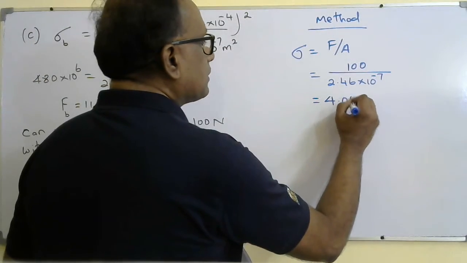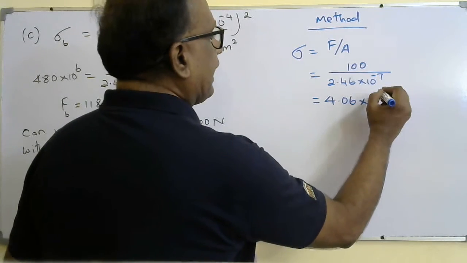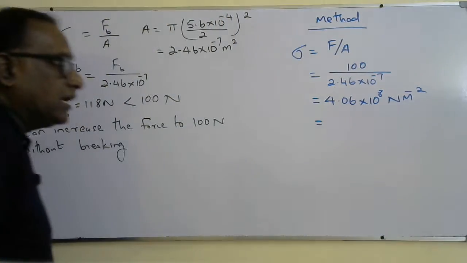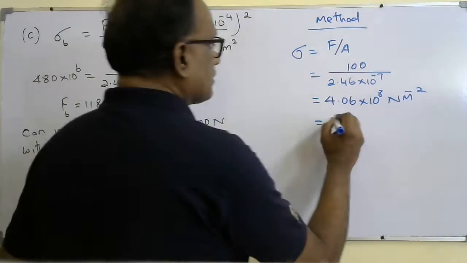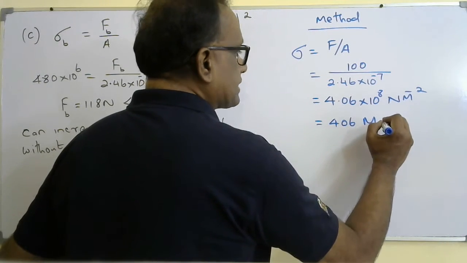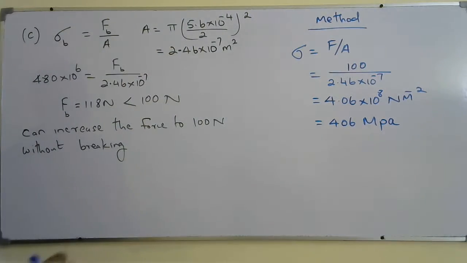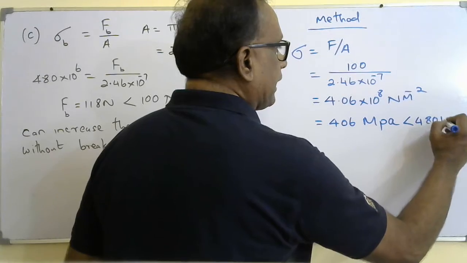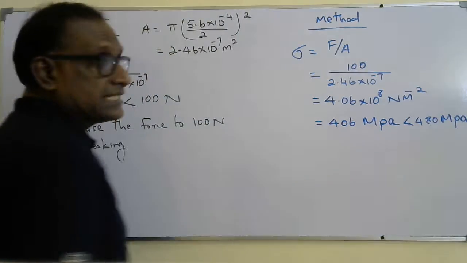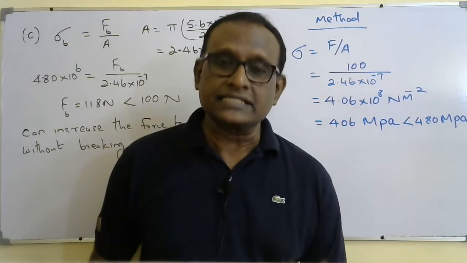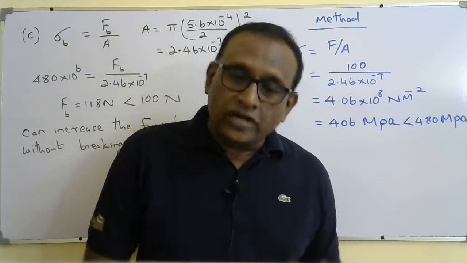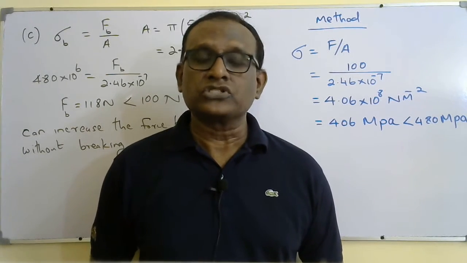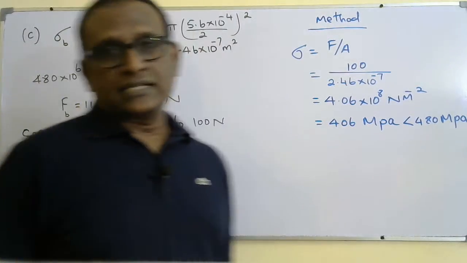4.06 times 10 to the power 8 Newton per meter square. That is, if you give it in mega, 406 megapascal. So the breaking stress is 480. So this is less than 480 megapascal. Therefore, the stress has not reached the breaking stress. The stress for the 100 Newton has not reached the required breaking stress to break the material. So you can increase the force to 100 Newton. That way also you can give the answer, either way.